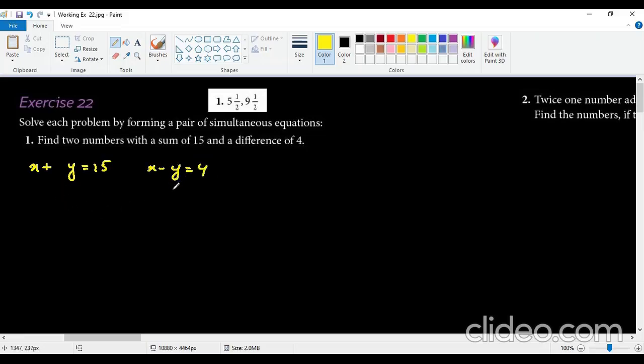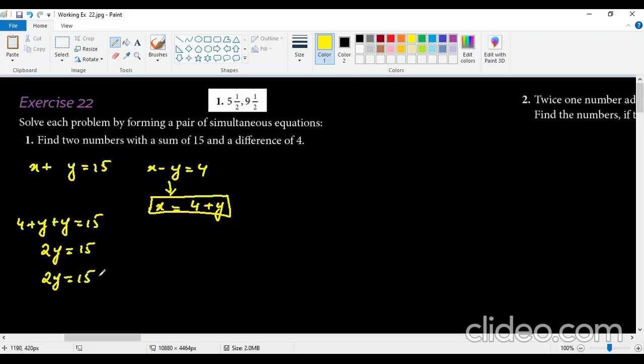That means this equation tells me that x is equal to 4 plus y. So this is going to be the value of x. Now I'm substituting in the first equation the value of x, which is 4 plus y. So 4 plus y plus y equals 15. That means 2y equals 15 minus 4. So 2y equals 11 and y is equal to 5.5.